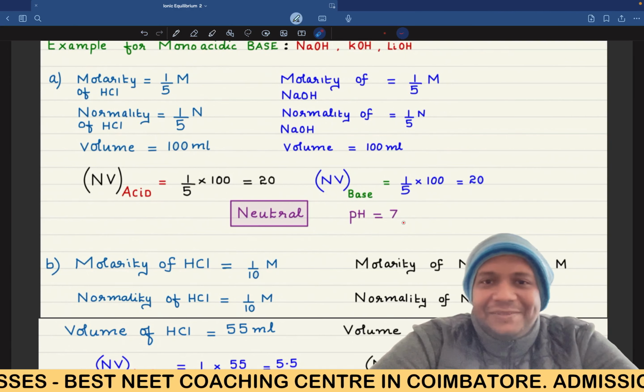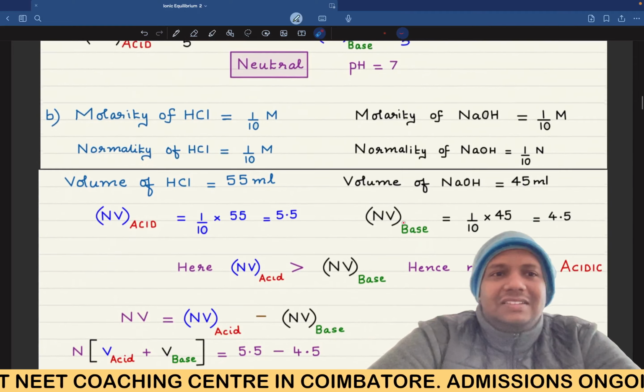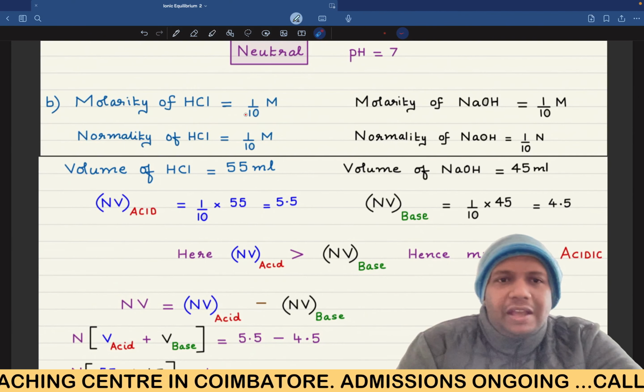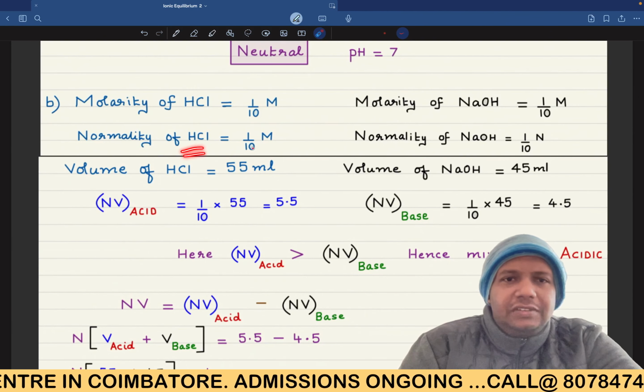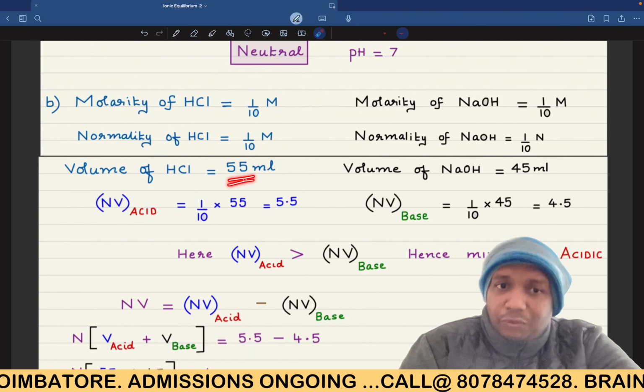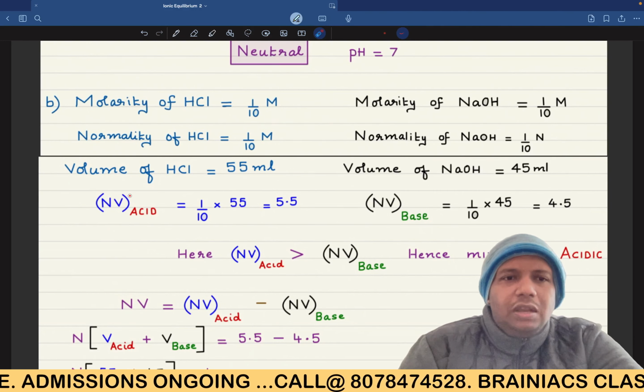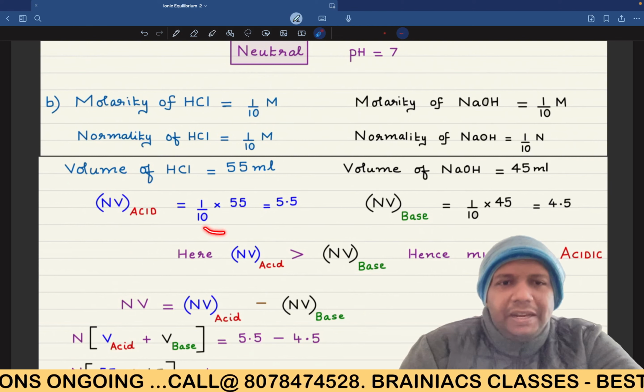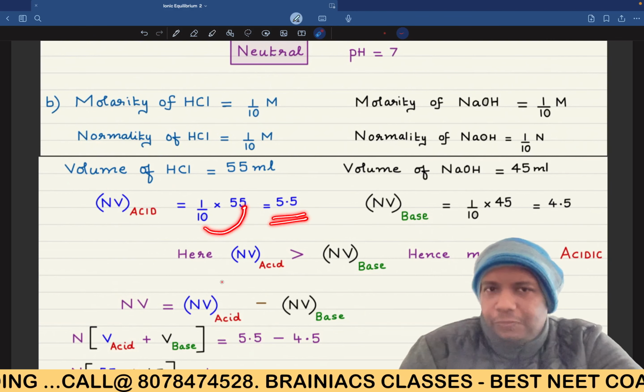We also predicted the same, right? Yeah. Now let's check the second option. Second option again, molarity 1 by 10. So normality of the HCl will be 1 by 10. Volume was given as 55 ml. So NV of the acid is how much? 1 by 10 into 55, that is 5.5.